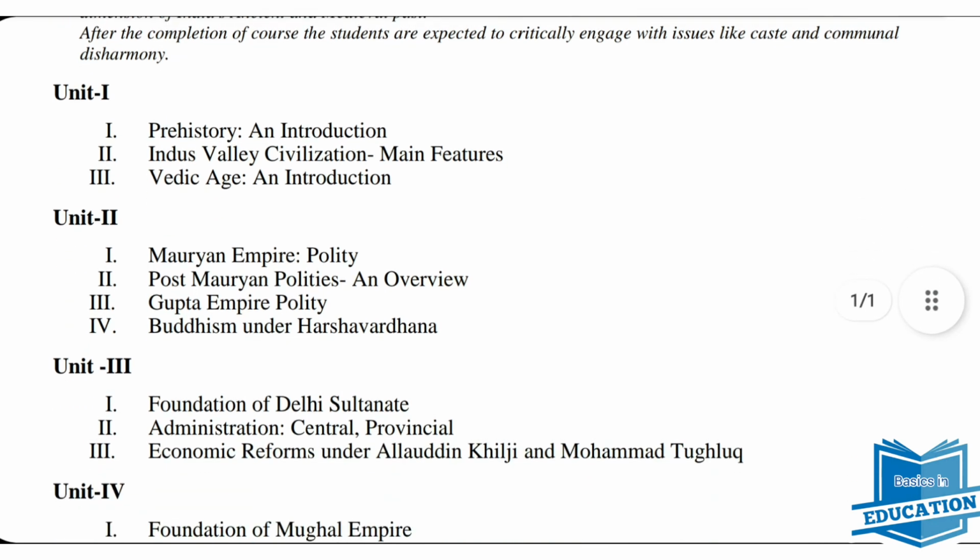Unit second is polity of Mauryan Empire. Number second is an overview of post-Mauryan polities. Number third is Gupta Empire polity. Number four is Buddhism under Harshvardhana.